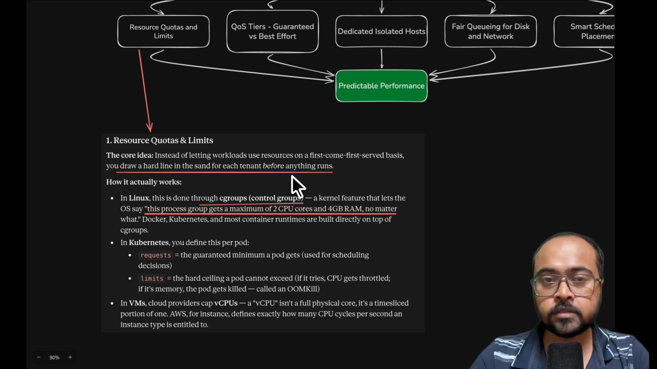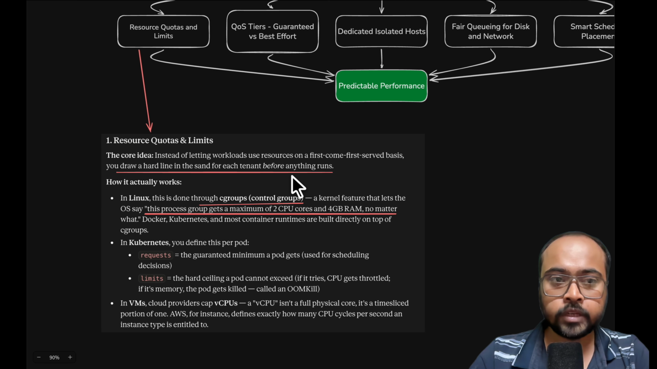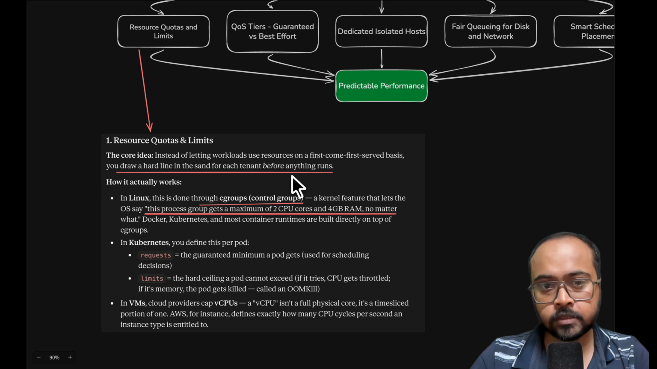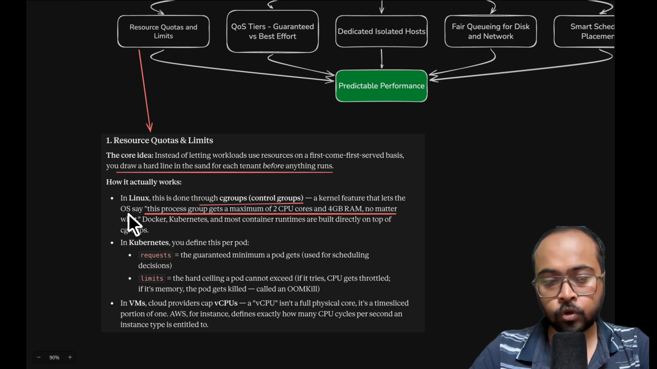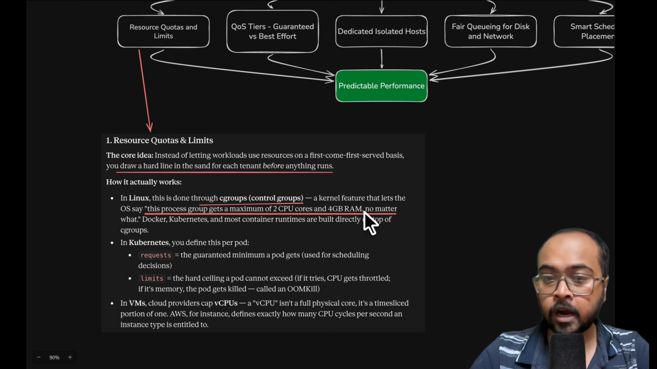So if one virtual machine demands to use more resources, it cannot do that because there is already a hard limit set, and it cannot exceed beyond that. That way we can ensure that one virtual machine doesn't use too much resource, so that other virtual machines can get their fair share of usage. So how does it work? For example, in Linux there is a concept called cgroups, also known as control groups. This is a kernel feature that lets the operating system say that this process group gets a maximum of 2 CPU cores and 4 GB of RAM, no matter what. So even if this process demands to use more than 2 CPU cores or 4 GB RAM, it cannot use that because that is the hard limit that we have set.